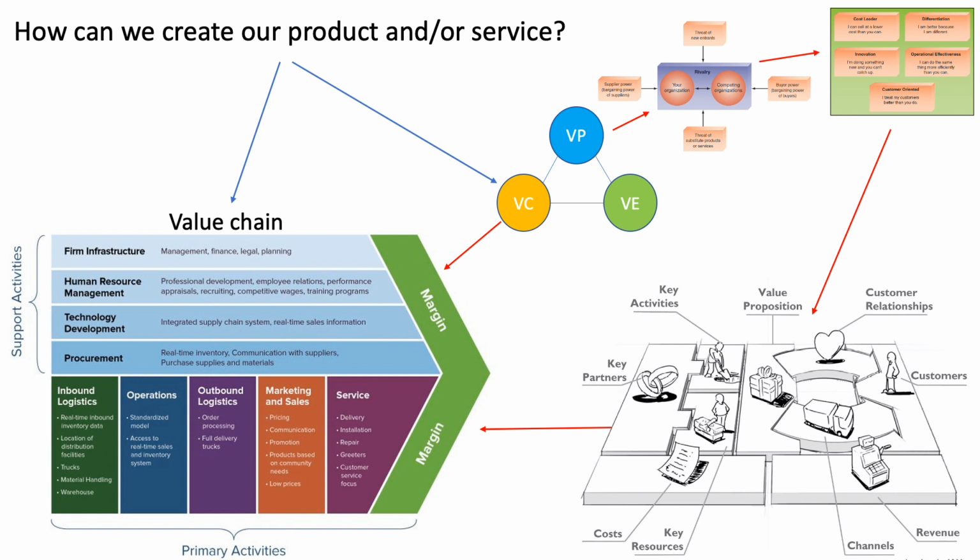So whatever we want to do as a value proposition, a product or a service, we're going to think about, okay, in order to do this, these are the pieces of the puzzle that we need to put in place. So we need some primary activities, so value creation activities, and then some support activities to support these value creating activities.